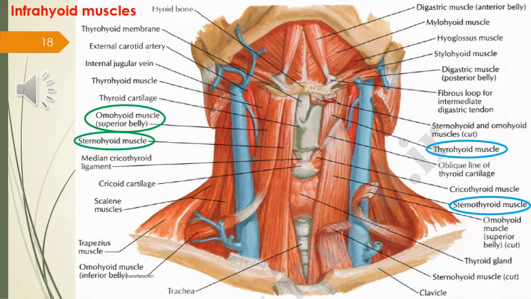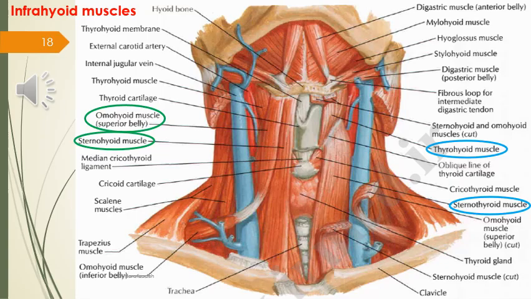Now we will explain the muscles that lie below the hyoid bone, or in the infrahyoid area. These muscles are 4 in number on each side and are divided into 2 groups, superficial and deep. The superficial group is seen on the left side of the image.